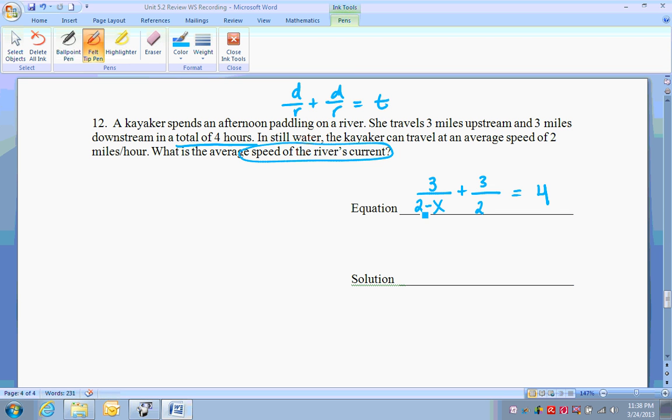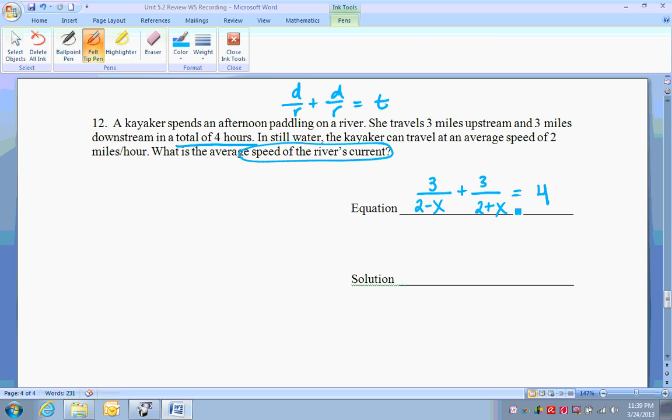So she's going upstream, traveling at 2 miles per hour. The current is going to slow her down at its average speed, so we're going to subtract that from her rate. And going downstream, the current will help her go faster. So we're going to add X.